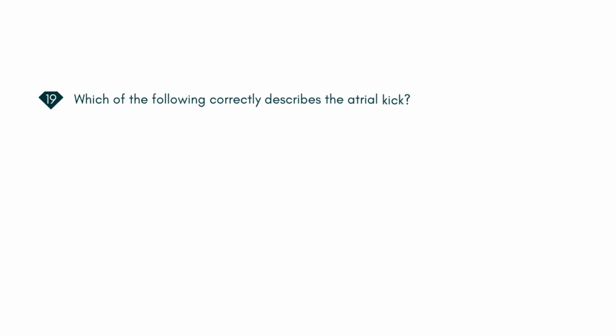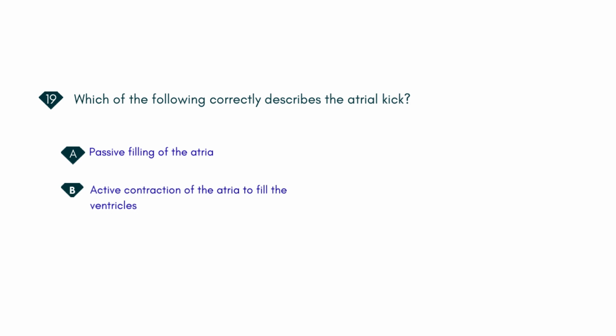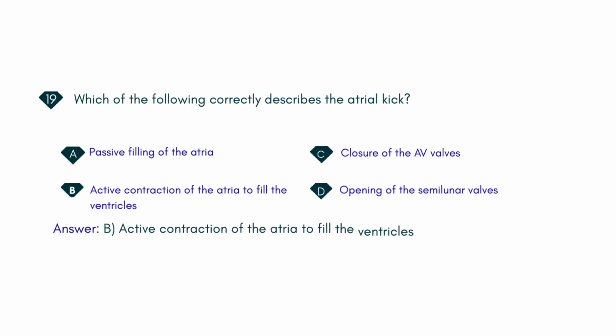Which of the following correctly describes the atrial kick? A. Passive filling of the atria. B. Active contraction of the atria to fill the ventricles. C. Closure of the AV valves. D. Opening of the semilunar valves. Answer B. Active contraction of the atria to fill the ventricles.